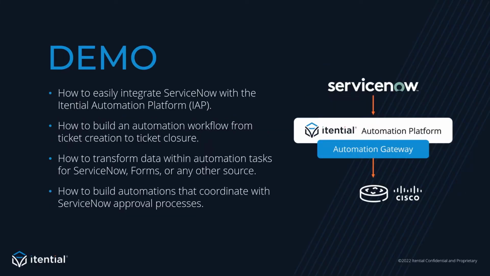So in this demo today, we're going to be utilizing the Itential Automation Platform along with ServiceNow. So that'll be the focus of everything we do today. But we're also leveraging Automation Gateway to communicate with a Cisco device.